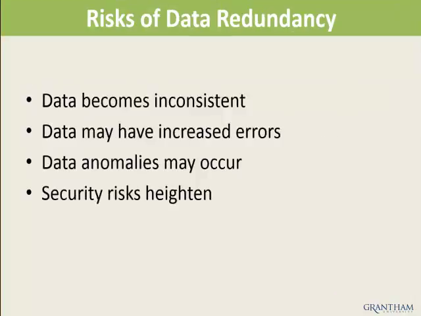When data is repeatedly stored, data can become inconsistent. For example, if a customer's email address is stored in the customer table and also in the address table, the data is redundant. If the email address changes, the customer table may be updated, while the address table is forgotten. The database now contains one correct email address and one outdated email address, causing a data inconsistency.